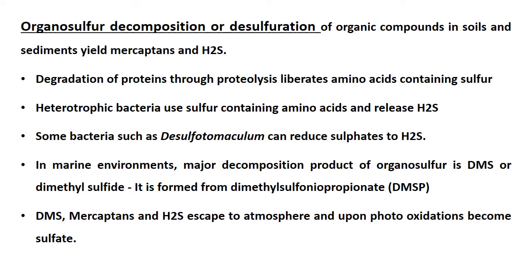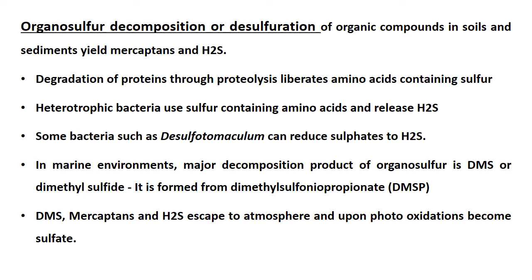The next important process in sulfur cycle is organosulfur decomposition or desulfuration. Desulfuration of organic compounds generally occurs in soils and sediments whereby mercaptans and hydrogen sulfide are formed. So what happens during desulfuration or organosulfur decomposition? The first step is the degradation of proteins through proteolysis by microorganisms, and during this process amino acids containing sulfur will be liberated.